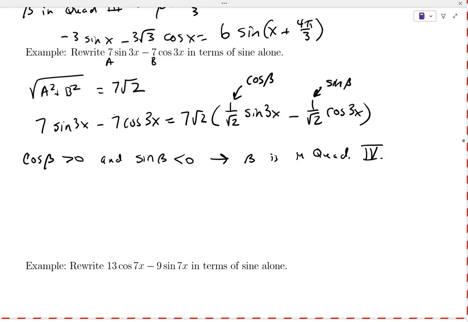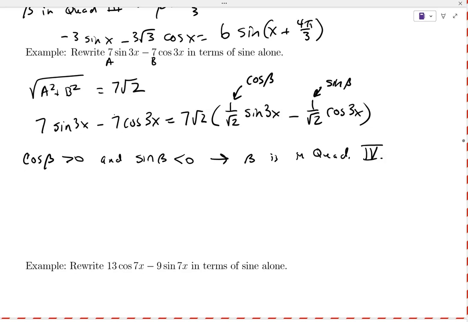Now notice that if you ignore the negative sign, the sine of beta and cosine of beta have the same value, 1 over root 2. What angle are you talking about for a reference angle if they're both 1 over root 2? Pi over 4, right? Pi over 4 is a reference angle. We're in quadrant 4 though. So what angle do you want to use? Negative pi over 4 works fine.